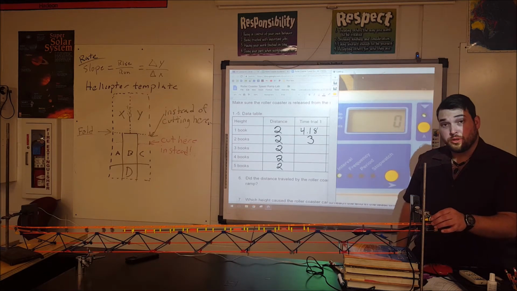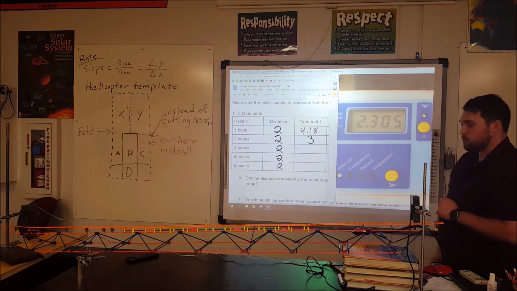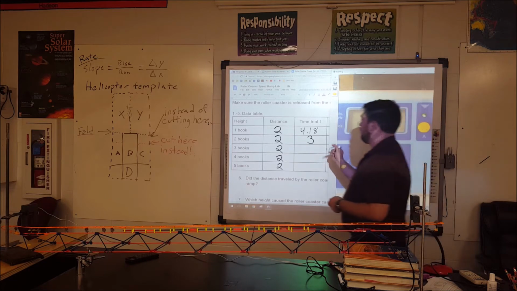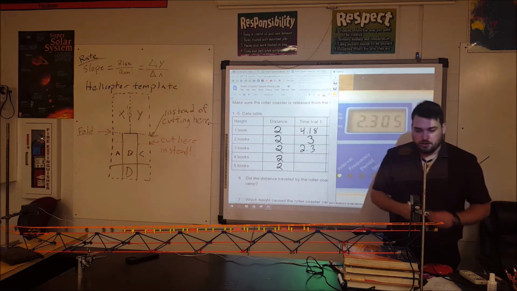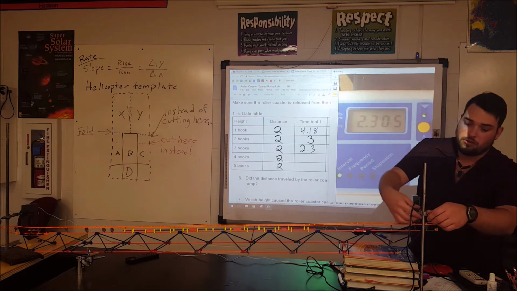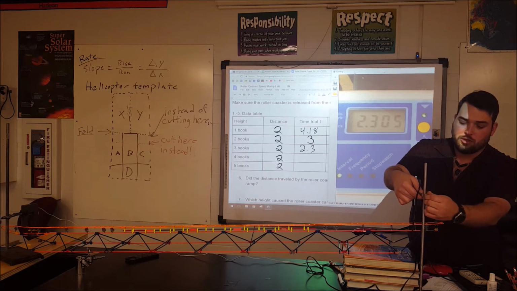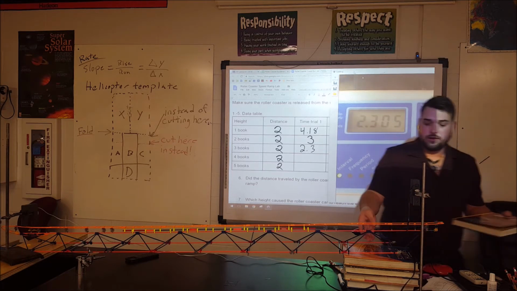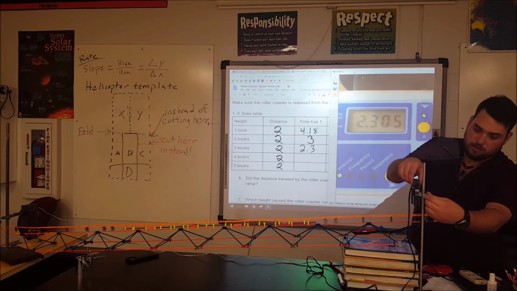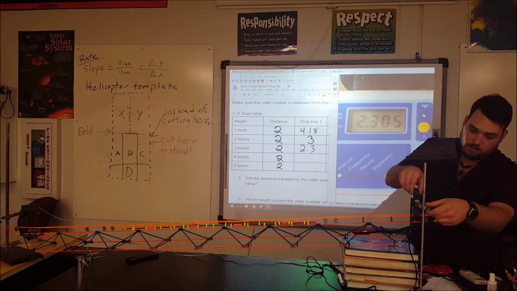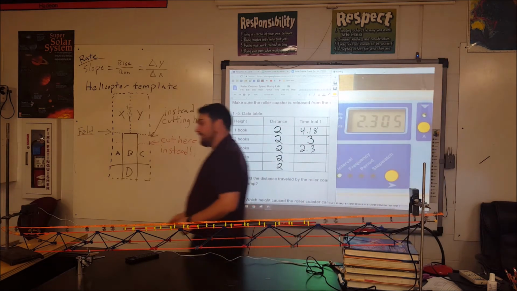All right, now we're at 3 book height. 2.3. Should begin to notice a trend. As we raise the height of the ramp, the car's getting a little faster, which makes sense. Notice we keep our distance exactly the same every time.